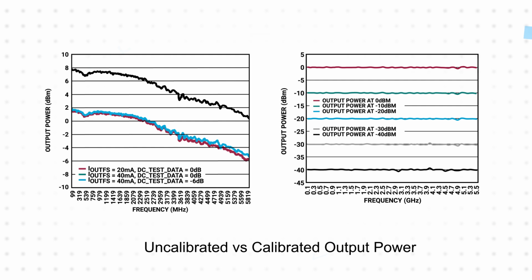Band flatness is critical to signal generators, and the CN0511 is calibrated from DC up to 5.5 GHz to correct for amplitude errors inherent to any signal generator. The calibration coefficients are stored in EEPROM and provide an overall band flatness better than plus or minus 0.5 decibels from 0 dBm to minus 40 dBm.